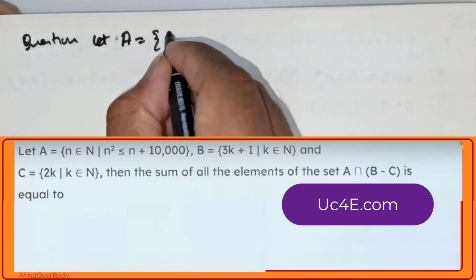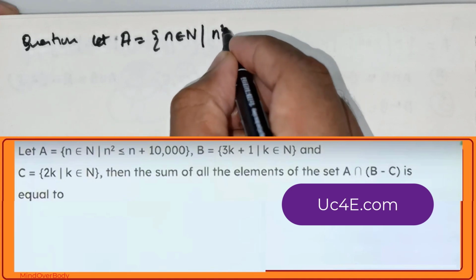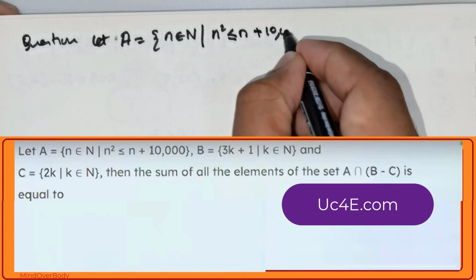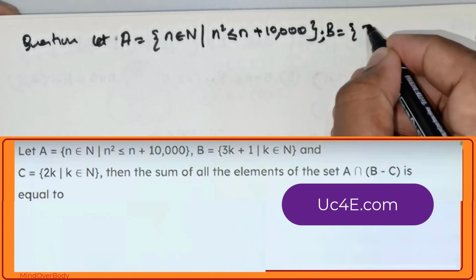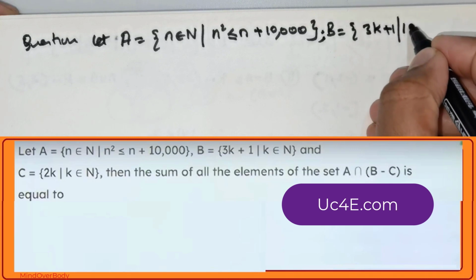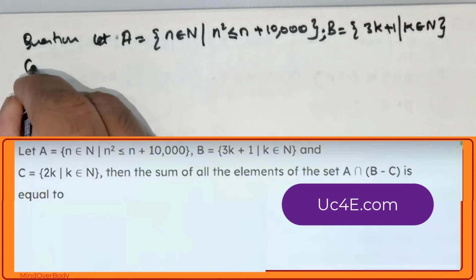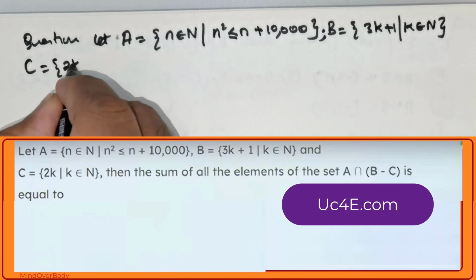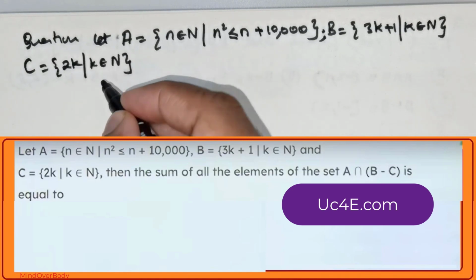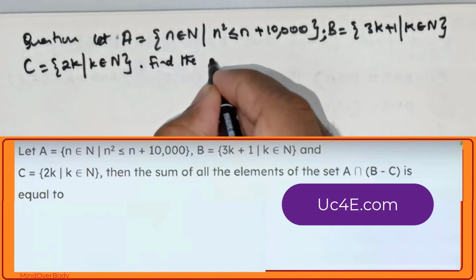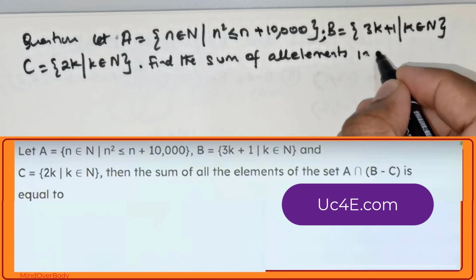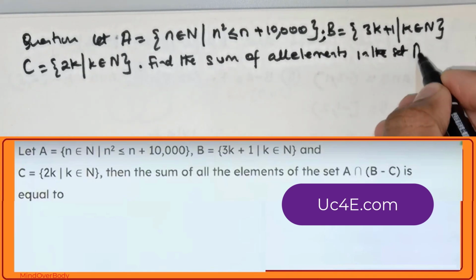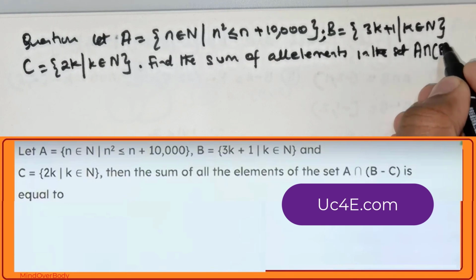Welcome students, we got a beautiful question here. Let me write the question down. Let A be equal to all n element of natural numbers such that n squared is less than or equal to n plus 10,000, and you got B, which is of the form 3k plus 1 such that k is an element of natural numbers, and you have C, which is of the form 2k, where k is an element of natural numbers. We are expected to find the sum of all elements in the set A intersection with B difference C.